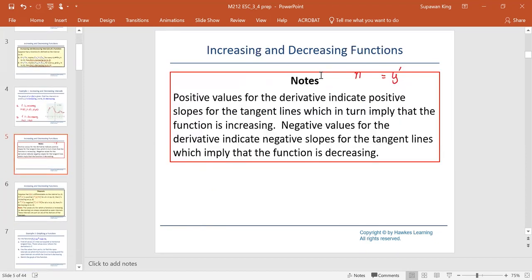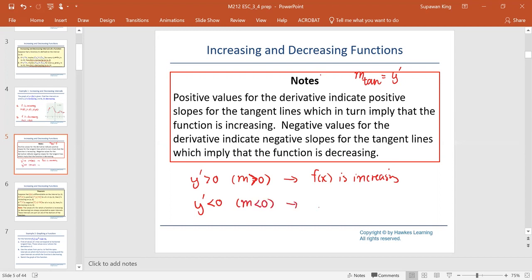Recall y prime is the slope of the tangent line. For the positive value of the derivative, or y prime greater than 0, that means the slope is greater than 0. If the slope is greater than 0, that means the function f of x is increasing. For y prime less than 0, or negative in sign, which is the same as a slope less than 0, that tells us the function f is decreasing.